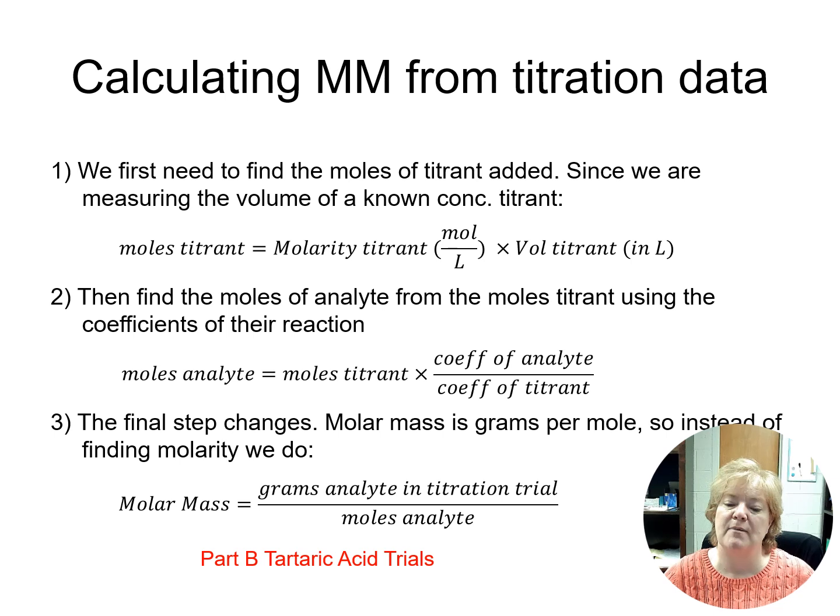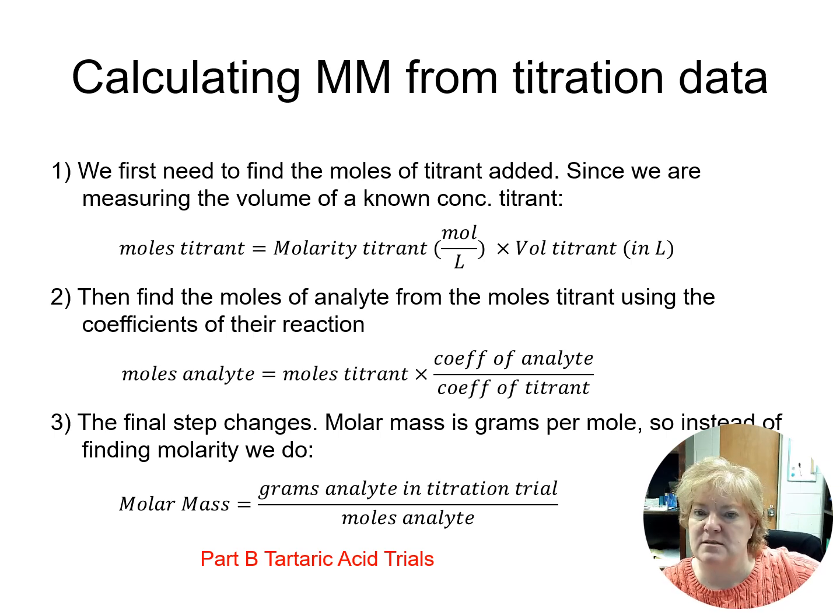Now I have to multiply by my coefficient ratio, though. In this case, my analyte is the tartaric acid, and the titrant is NaOH. The tartaric acid is a diprotic acid. There's 2 hydrogens. It needs 2 hydroxides, so it means it needs 2 NaOHs. If you write out the balanced reaction of tartaric acid with NaOH, we find out that the analyte, tartaric acid, has a coefficient of 1, and the titrant, the NaOH, has a coefficient of 2. So I have to multiply my moles of NaOH by 1/2 to get moles of tartaric acid. Don't skip that step. And then that's what goes on the bottom.